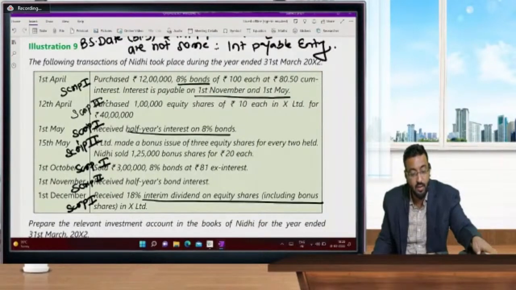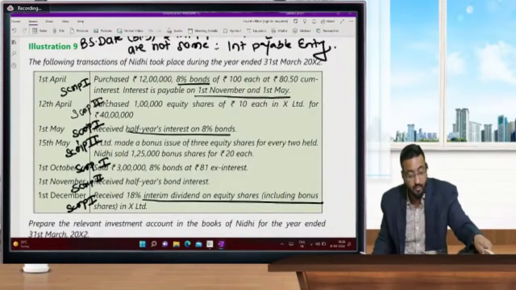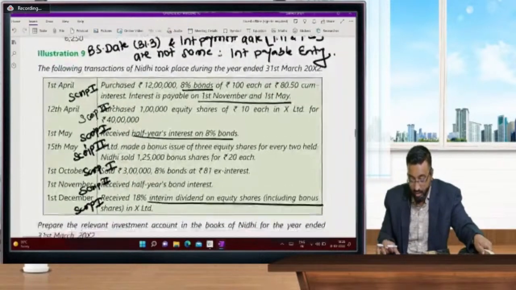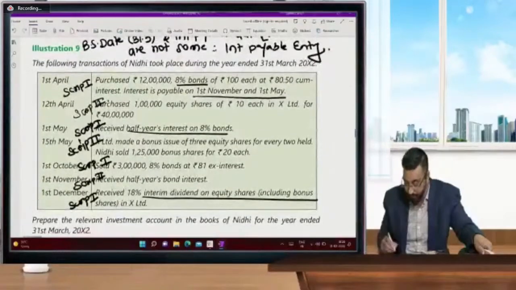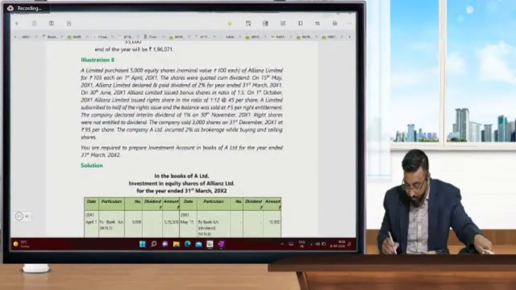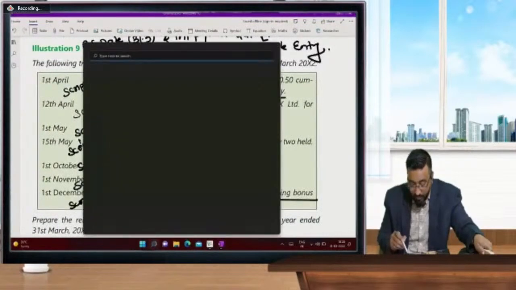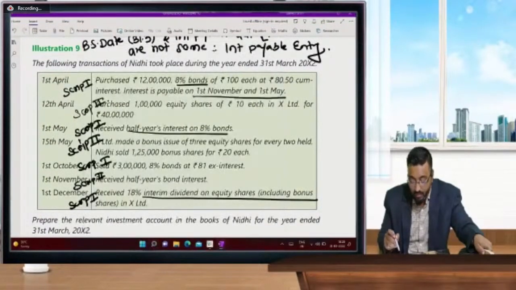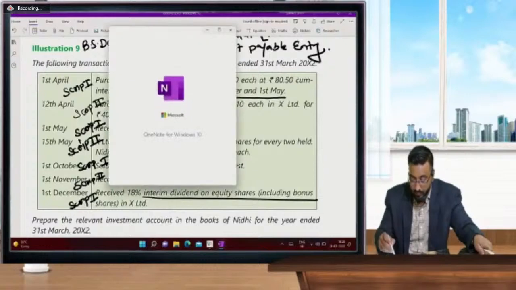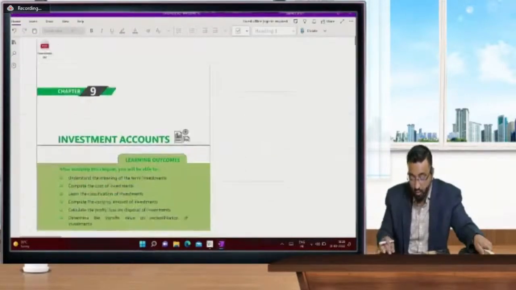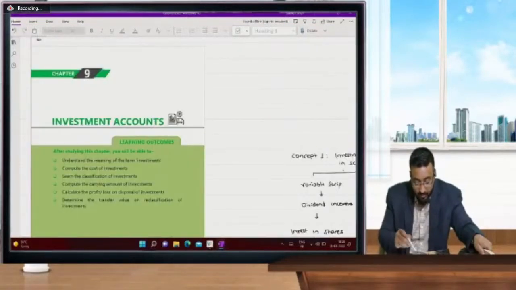So I hope you are clear with the concept of script 1, script 2, script 1, script 2, how to write it. So purchase 8% bonds is script number 1. Okay. Interim dividend की entry आएगी, don't worry. चलो, so illustration number 9. Yes, make sure I will write it better. You take a screenshot afterwards. Just understand and you do the calculation part. ठीक है?